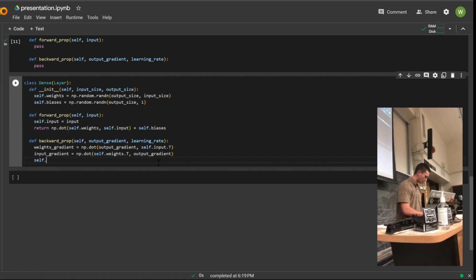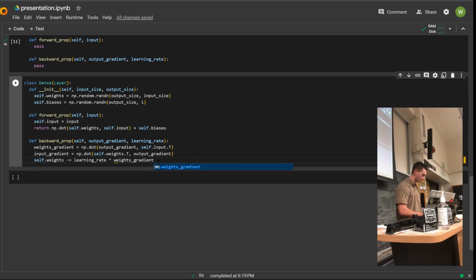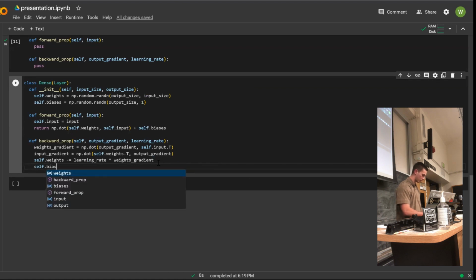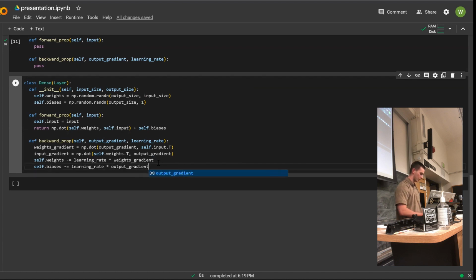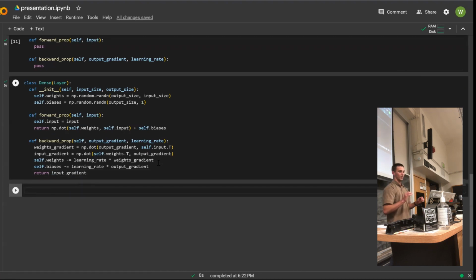Okay, so given what I just said, we're going to update our weights using this gradient information. It's just the learning rate times the weights gradient. And to update our biases, we subtract the learning rate times, remember the biases gradient is equal to the output gradient here. And then we want to pass back our input gradient, and that's going to go to the previous layer. Okay, that defines our dense layer.